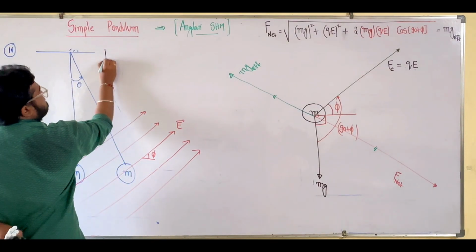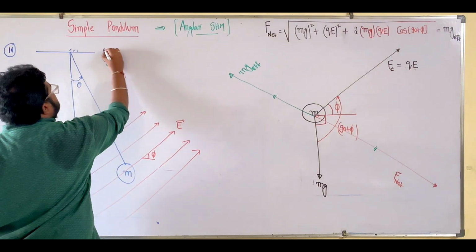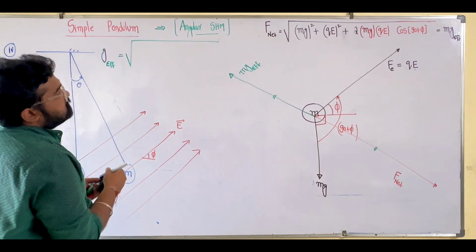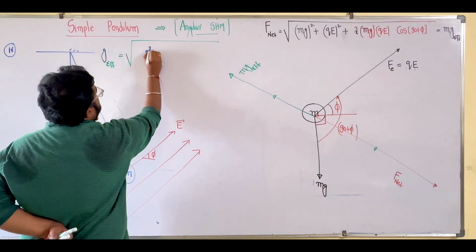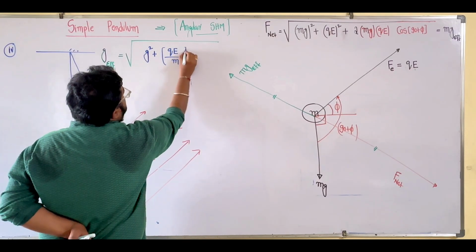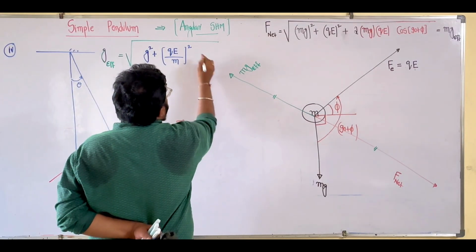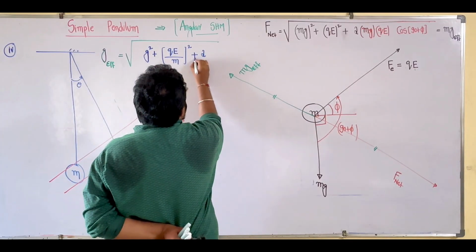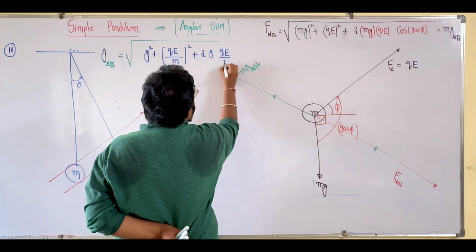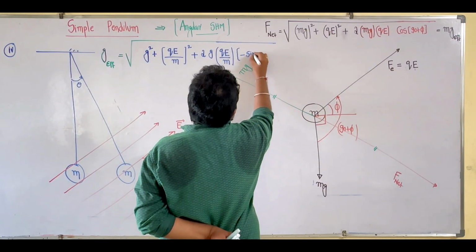g effective can be written as the square root of g square plus (QE by m) whole square, then minus 2 times g into QE by m, and cos(90 plus phi) is how much? Minus sin phi.